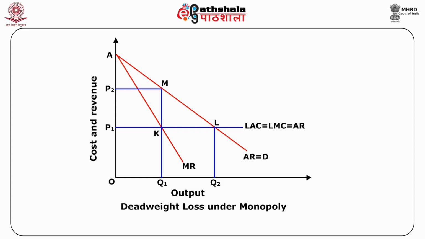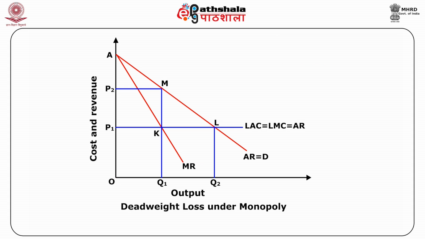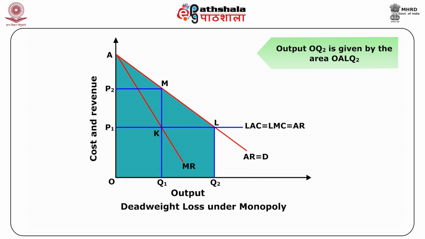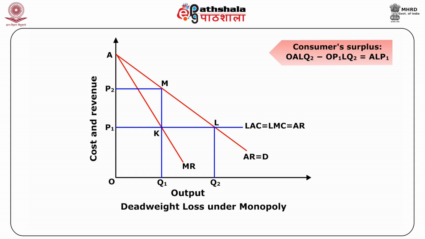The total price which the society pays for OQ2 is given by the area OP1LQ2, which equals OP1 into OQ2. The total price which it is willing to pay for the output OQ2 is given by the area OALQ2, which is the value which society would be willing to pay for the output OQ2. Thus, consumer surplus is equal to OALQ2 minus OP1LQ2, which is ALP1.